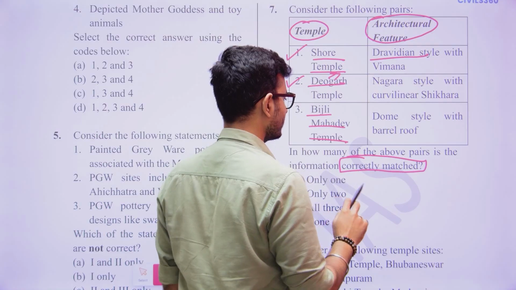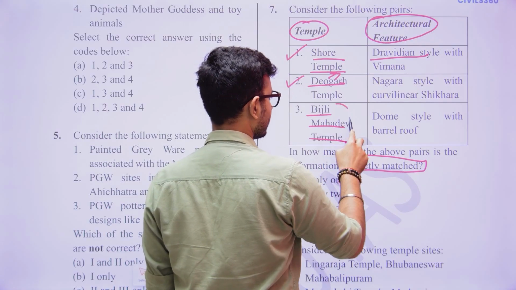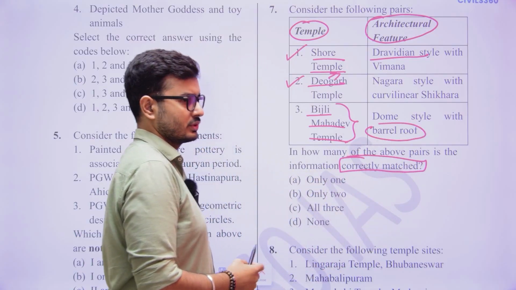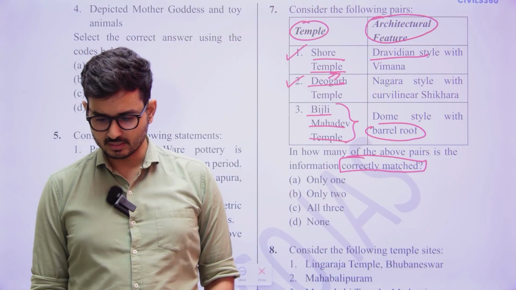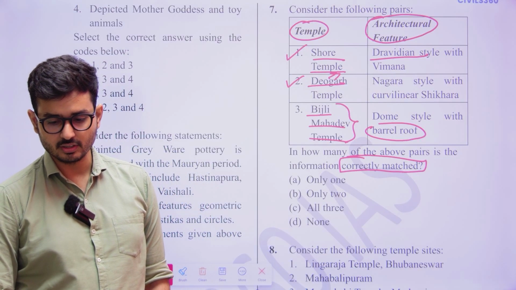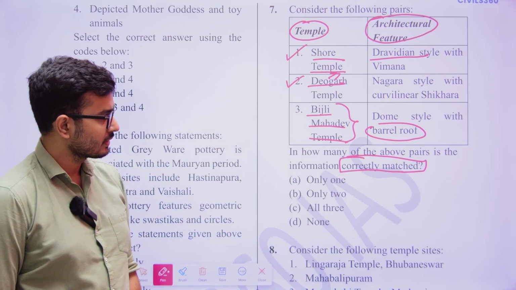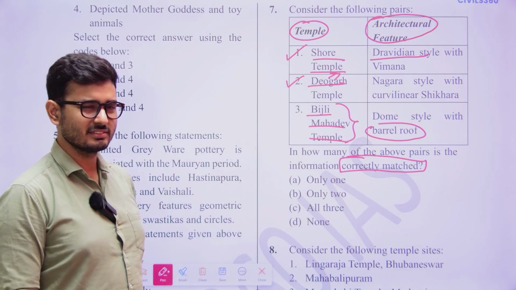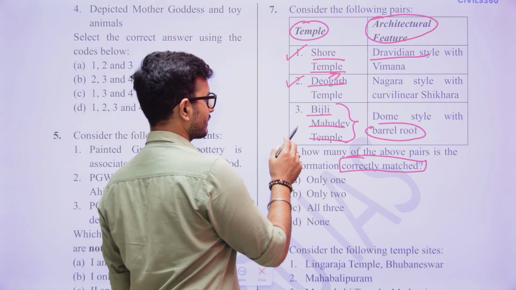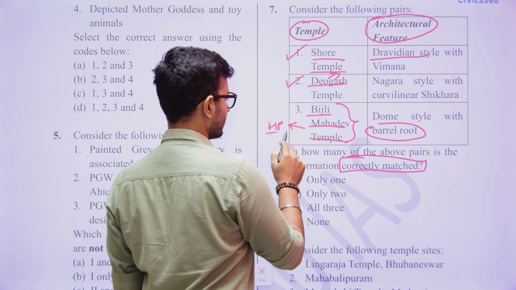So which of the following statements is correctly matched? Now the Bijli Mahadev temple, this was a factual one. It has a vaulted roof. Sorry, the Bijli Mahadev temple is going to have a wooden roof. Okay, why? Because if you have read about the various temples, this Bijli Mahadev temple is going to be there in Himachal Pradesh.